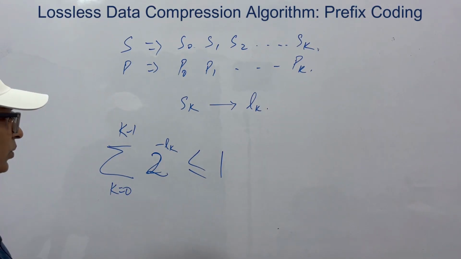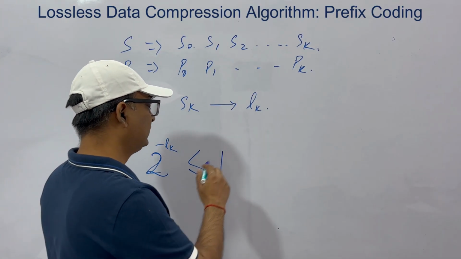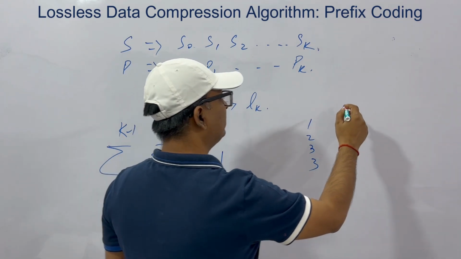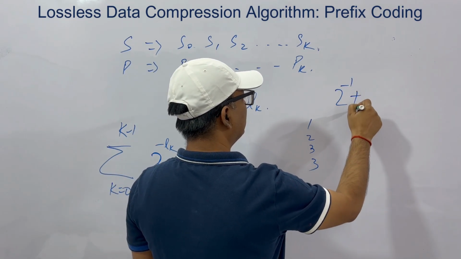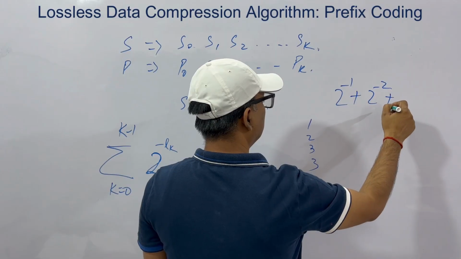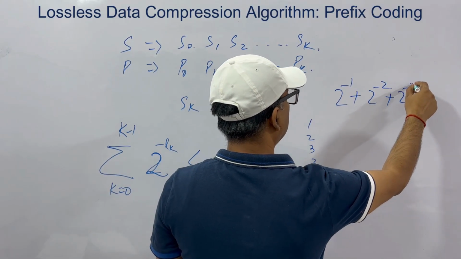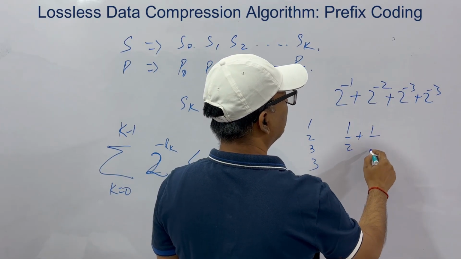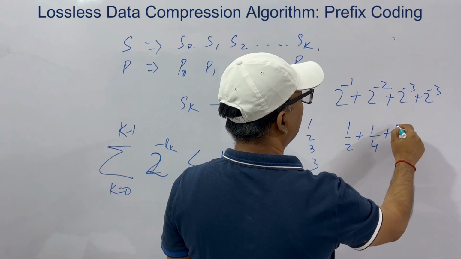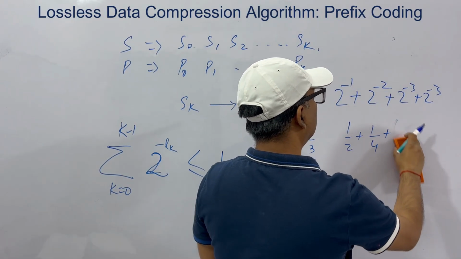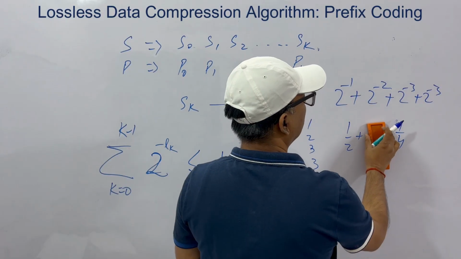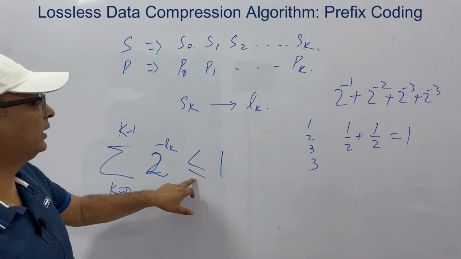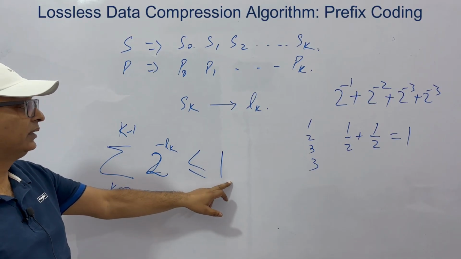So in that question also, if you add them all, the Lk values were first 1, second 2, then 3 and 3. So first will be 2 to the power minus 1, second 2 to the power minus 2, third 2 to the power minus 3, and again 2 to the power minus 3. So what do we get? 1 by 2 plus 1 by 4, 1 by 8 plus 1 by 8, that is 2 by 8, again 1 by 4. So 1 by 4 plus 1 by 4 is 1 by 2, and the total is 1. So at the most it can be equal to 1.